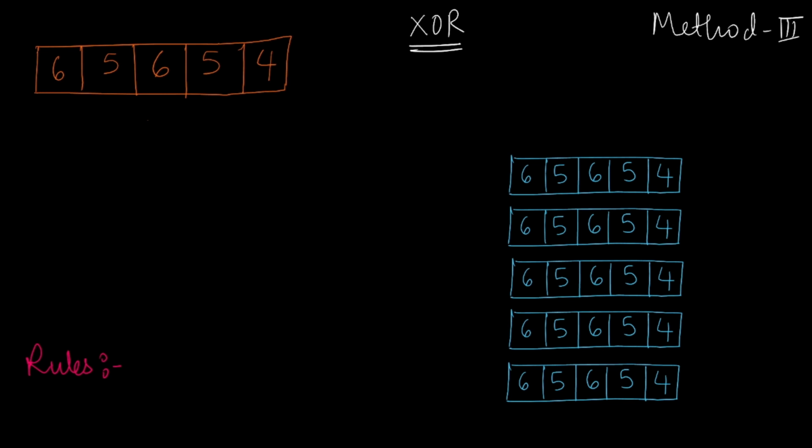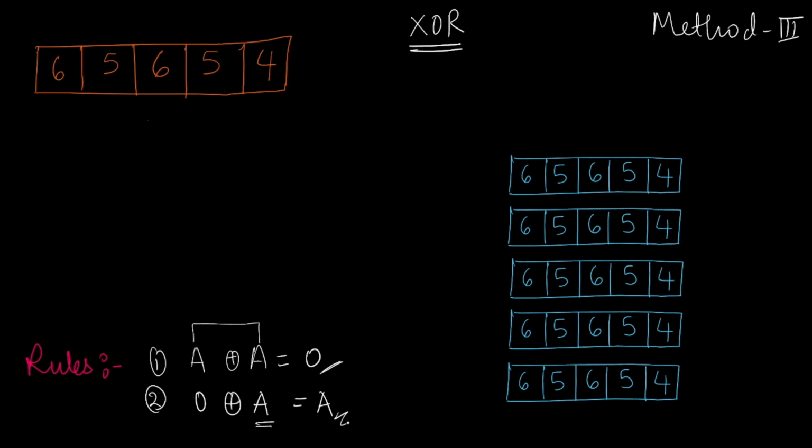Now what does XOR give you? It gives us the odd occurring elements. So we're going to use two rules over here. The first is A XOR A is 0. And second, when 0 is XORed with any number A, we're going to get that number itself. So if it is occurring an even number of times, we're going to get 0. If it is occurring an odd number of times, we're going to get that number itself.